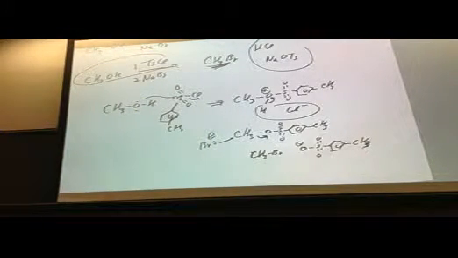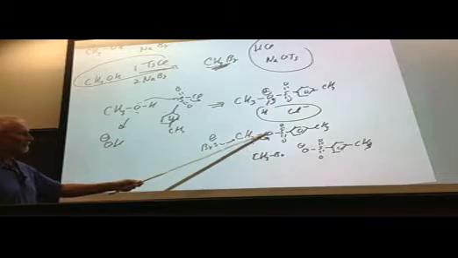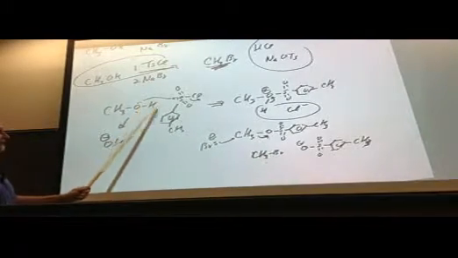OH minus is a bad leaving group. If OH minus were asked to leave, the negative charge sits on one atom. An oxygen doesn't mind having a negative charge, but it's not that stable. This is a much better leaving group. So you convert this into this. This is a great leaving group. This is a bad leaving group. Okay? So there's two ways to make this a better leaving group.